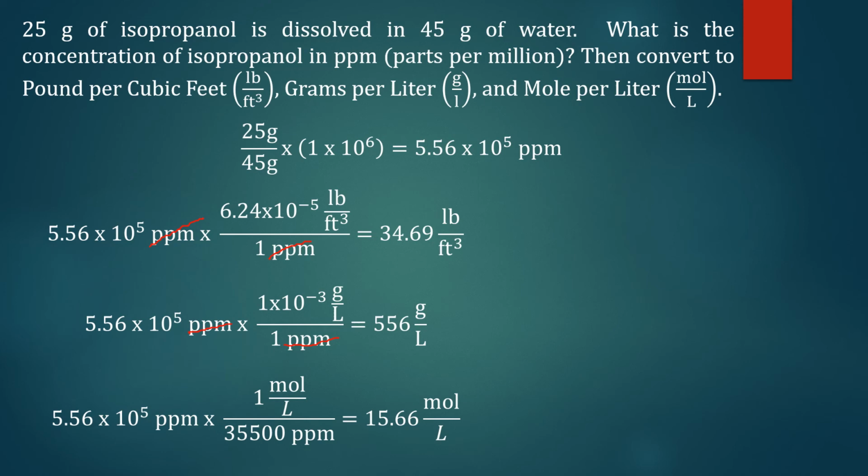35,500 ppm is equivalent to 1 mole per liter. So again, just cancel out the like terms. After that, we will be solving the needed operations that will lead us to 15.66 mole per liter. And that's it.